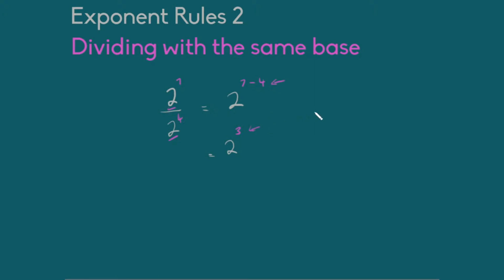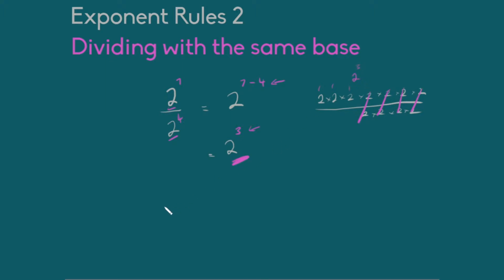And again, if we need to check in an exam, if we forget how these rules work and we want to make sure we're doing this correctly, we think about what this means. 2 to the power 7 is 2 multiplied by itself 7 times. 2 to the power 4 is 4 lots of 2. And if we stack these one on top of the other, we can cancel out 4 of these 2s, and we're just left with 2 times 2 times 2, which is 2 to the power 3.